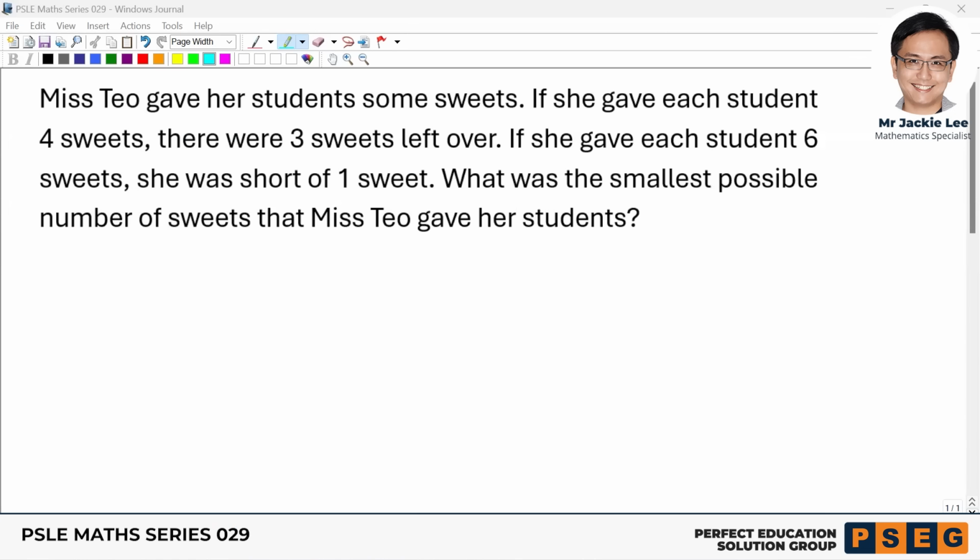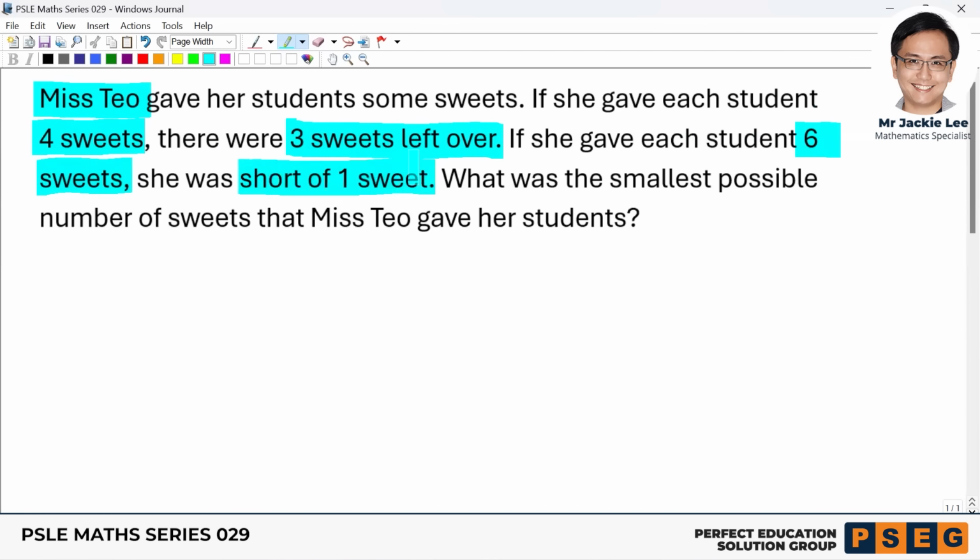In this question, Ms. Steele is giving students some sweets. If each student is given 4 sweets, then we have 3 sweets left behind. If each student is given 6 sweets, then short of 1 sweet. So the question is, what is the smallest possible number of sweets that Ms. Steele actually has? So I think I've seen some other methods. I feel that this coming one should be the easiest one. Okay, let me share with you.